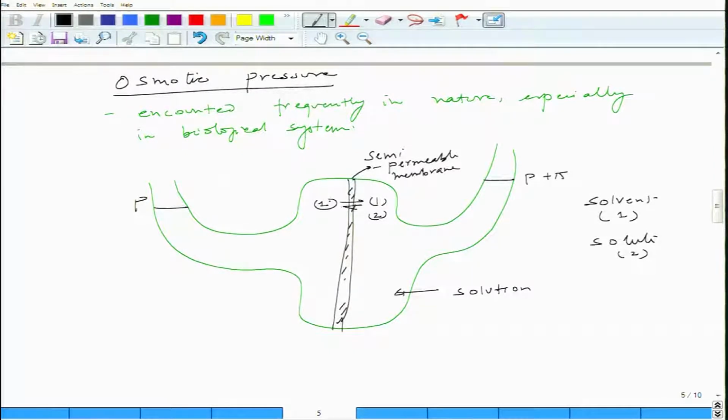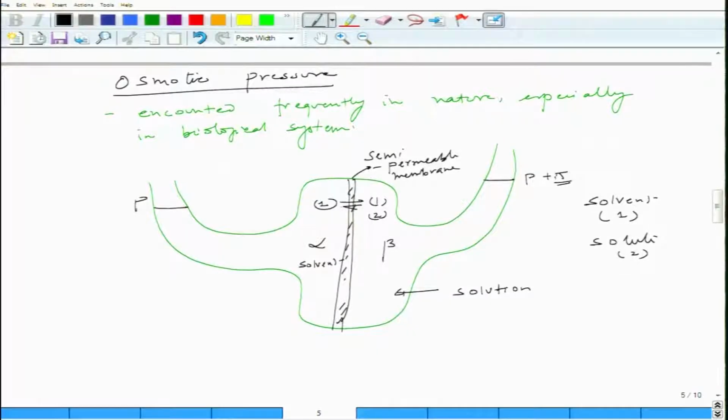So that means here you have 1. There are two phases here: this is phase alpha and this is phase beta, and this is only solvent here. In such a case, the left hand side is at pressure P and the right hand side is at pressure P plus an additional term called pi, which is nothing but the osmotic pressure. Now, I would like to come up with a relation of this pi with thermodynamic quantities such as temperature, pressure and concentration. That is the objective of this exercise.